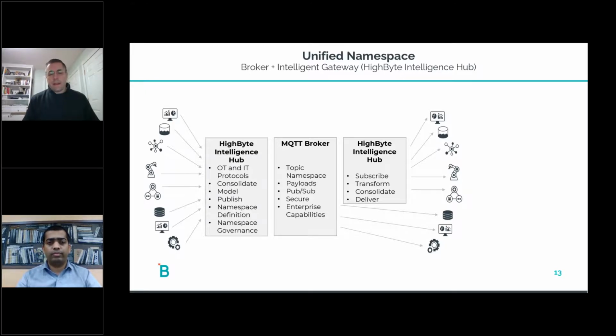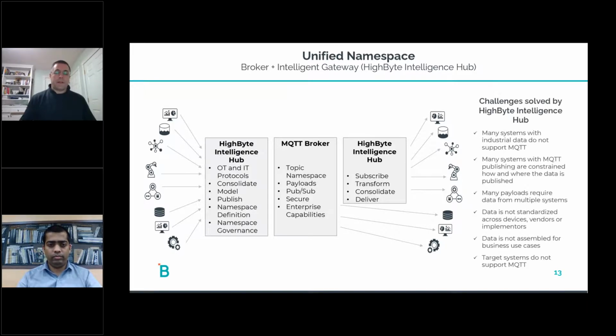On the right side, we also provide the ability to subscribe, transform, and deliver the data to the systems that don't support MQTT, and the systems that do can just reach out and directly grab it and subscribe to it. So all of those challenges of utilizing the namespace are now overcome by surrounding the namespace with a gateway like the HighByte Intelligence Hub, making the unified namespace a great solution for moving data throughout your enterprise.